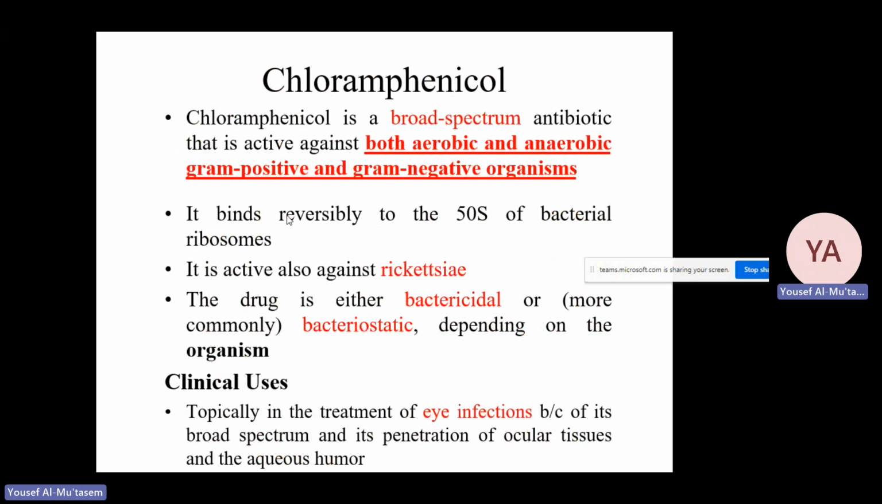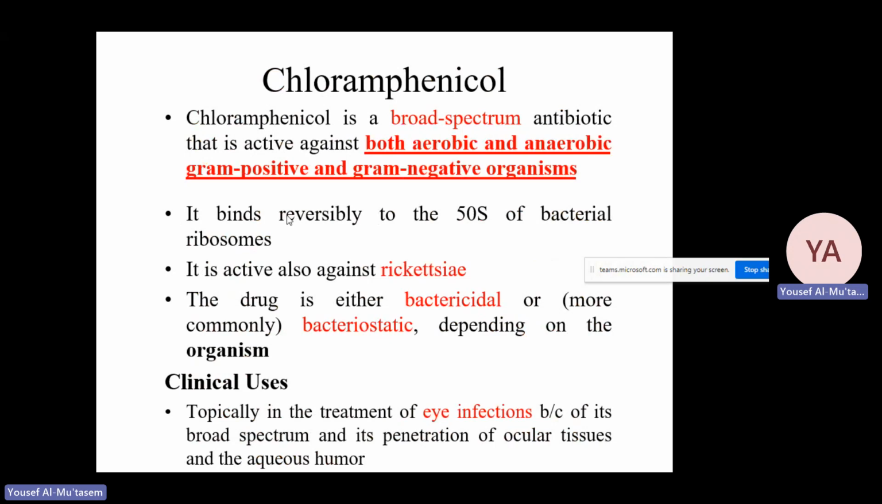Chloramphenicol is another medication that works on the 50S part of the ribosomal complex with the broadest spectrum ever, covering aerobic, anaerobic, gram-positive and gram-negative organisms.